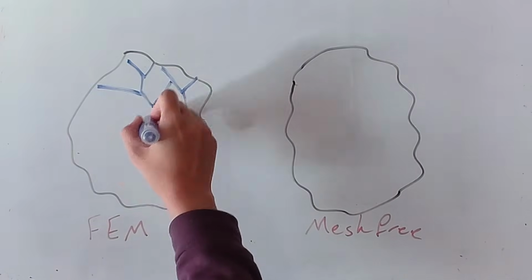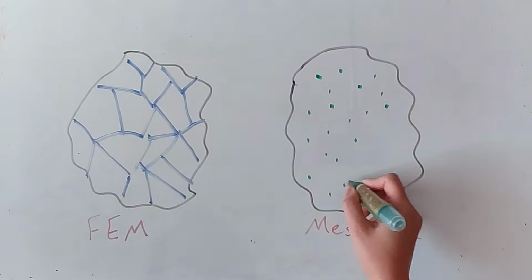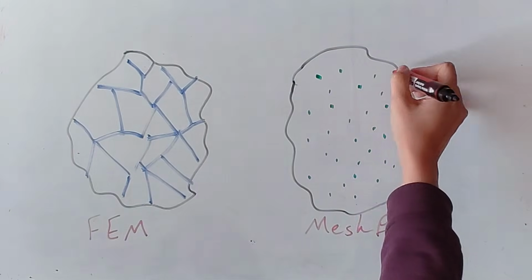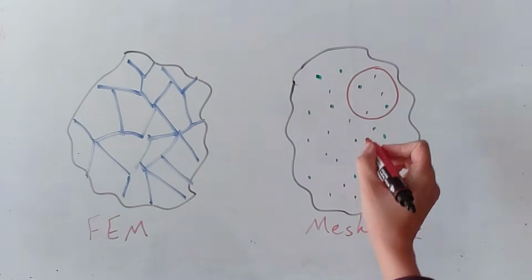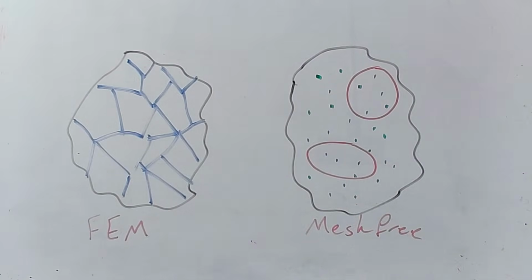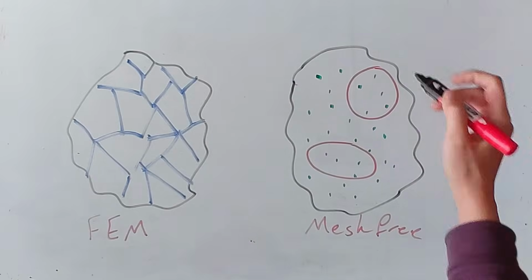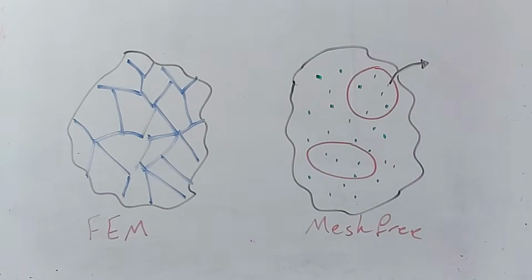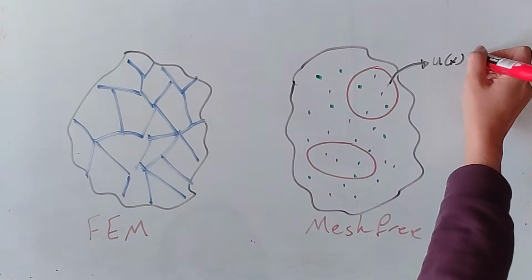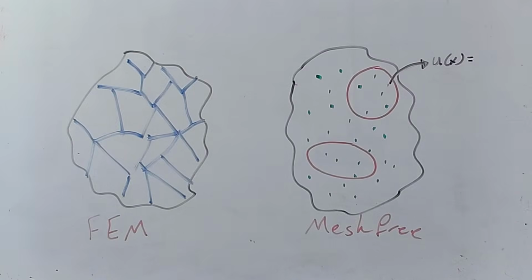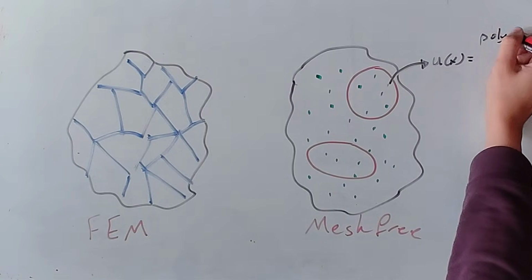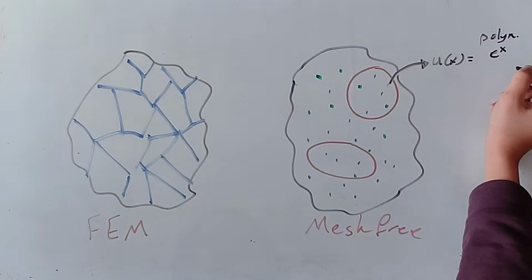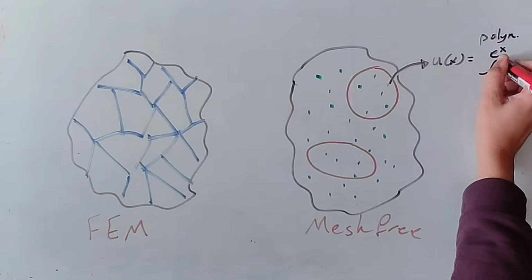Mesh-free methods move beyond the idea of elements. Instead of dividing the domain into connected elements, the domain is represented by nodes distributed throughout the geometry. These nodes are not connected by predefined elements. Instead, each node interacts with the neighboring or surrounding nodes, often defined within a circular or radial region of influence. The approximation of the solution is constructed locally using these neighboring nodes. The shape of this influence domain and the mathematical function used inside it determines the specific mesh-free method. For example, some methods use polynomial basis functions or exponential functions or kernel-based approaches.